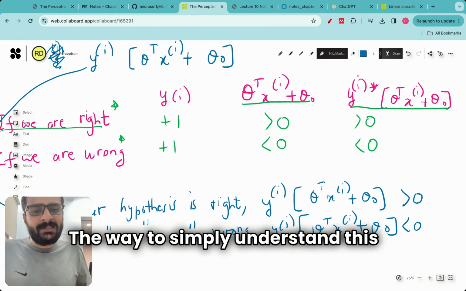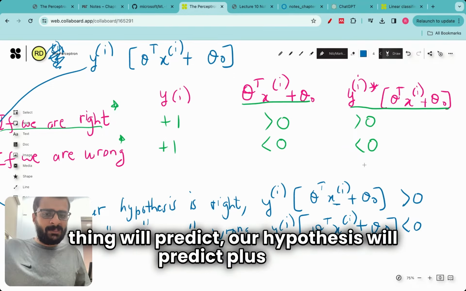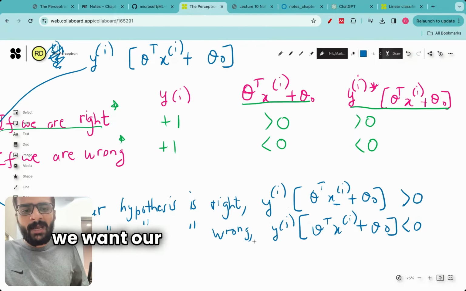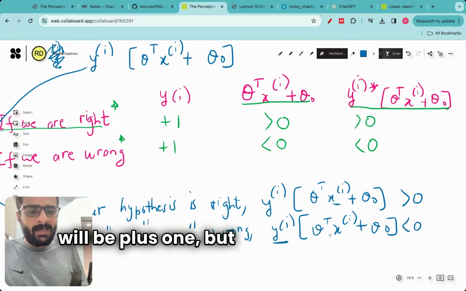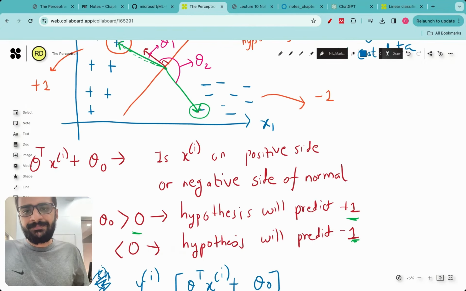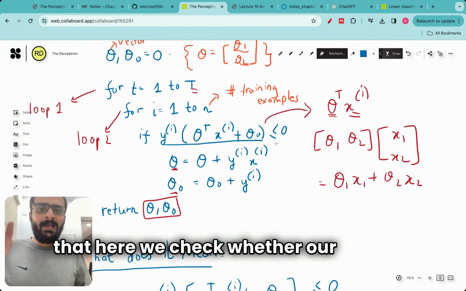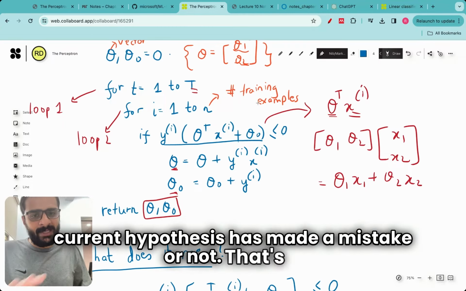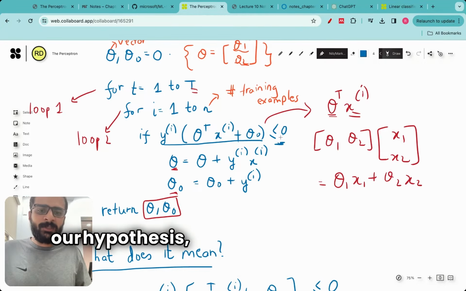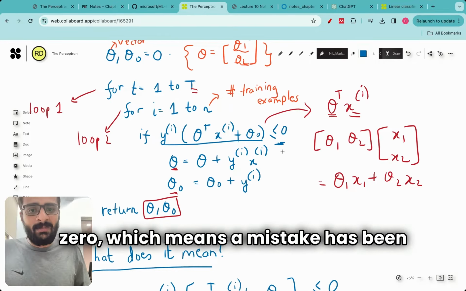The way to simply understand this is that if the correct answer is plus 1, then our hypothesis will predict plus 1, so yi into this will be positive. But if the correct answer is plus 1 and our hypothesis is wrong, it will predict minus 1, so then this product will be less than 0. That is the significance of this product. So essentially what this algorithm is saying is that here we check whether our current hypothesis has made a mistake or not. If this product is less than or equal to 0, it means a mistake has been made.